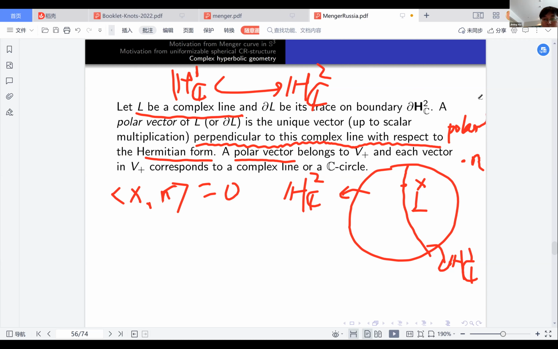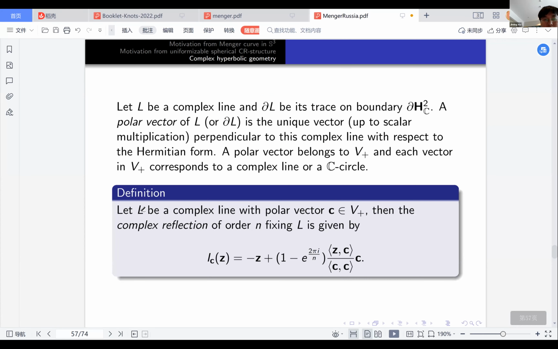Okay. And so in other words, any point here in the projectivization of V plus, and any complex line here, there's a one-to-one correspondence. So from any complex line, which is just HC1, totally embedded in HC2, and also with the polar vector, the complex reflection of order n fixing the complex line is given by the formula here, right?